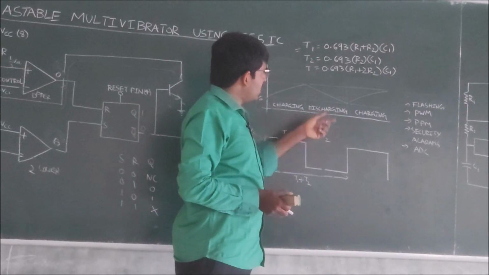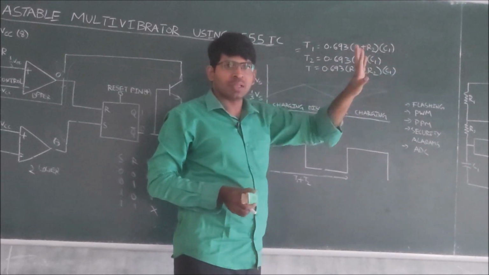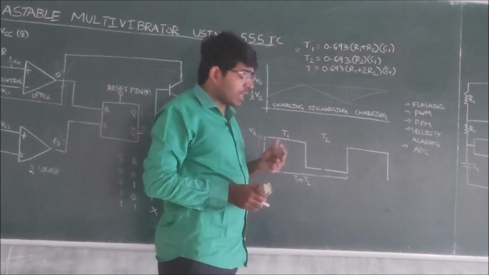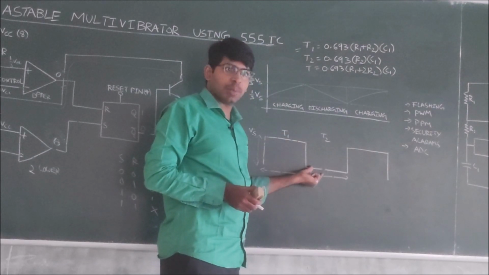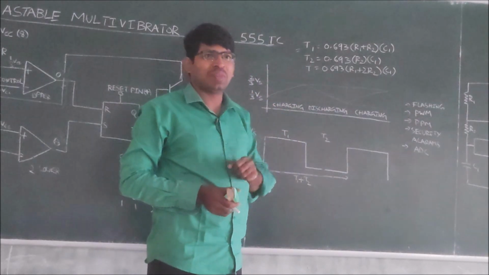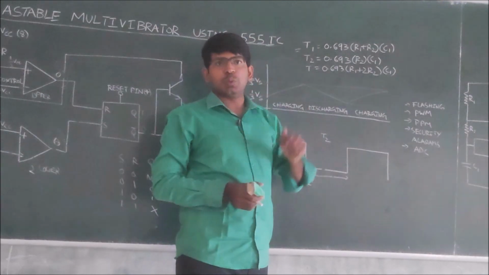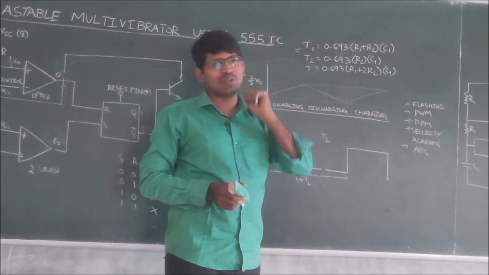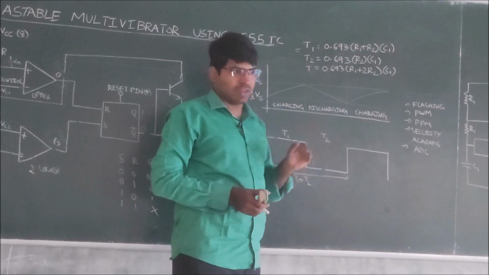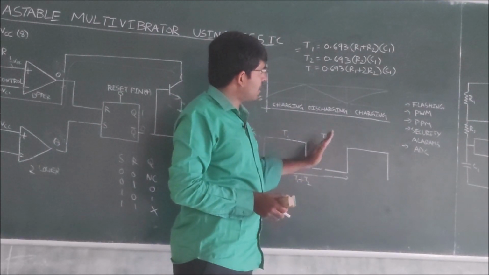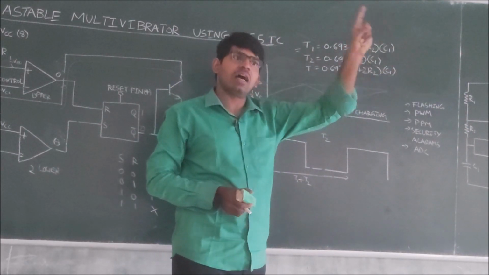So the total time period is 0.693 into (R1 plus R2 plus R2), so R1 plus 2R2 into C1. That's how we can control how much time this should be in the high state and how much in the low state by using the resistor values. The resistor values are deciding the time periods T1 and T2. Also, definitely the capacitor value is deciding, but we are maintaining the same capacitance value for the on and off periods. The off period depends completely on R2 only. The on period depends completely on R1 and R2.